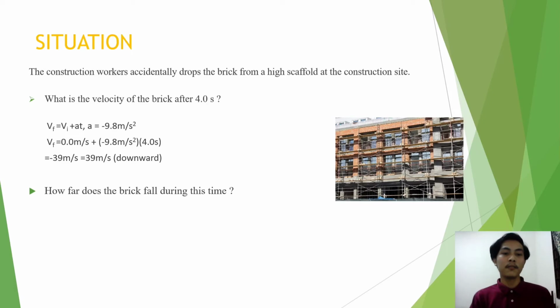How far does the brick fall during this time? So this is the equation for the displacement. Just put the value into the equation, which is 0 plus 1 over 2 times negative 9.8 meters per second squared times 4 seconds squared. And the final answer is negative 78 meters. So the brick will fall 78 meters.